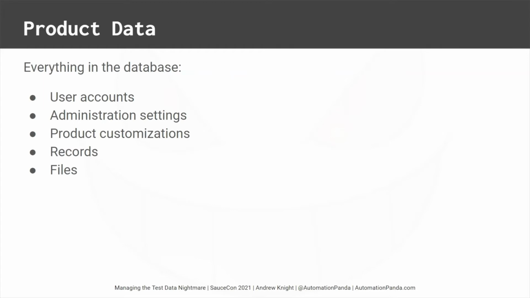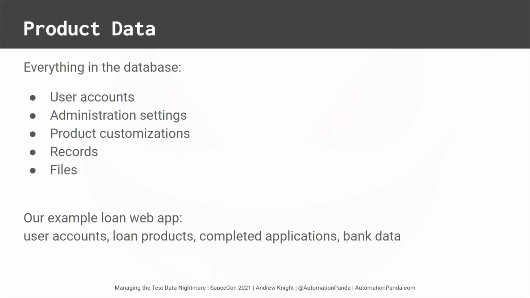Let's start with product data. As stated previously, product data is any live data in the product or system under test. In simplest terms, it is everything in the database. Examples of product data include user accounts, administration settings, product customizations, records created by users, and any files uploaded by users. For our example loan app, product data would include user accounts, loan product settings, loan applications, and behind-the-scenes bank data.